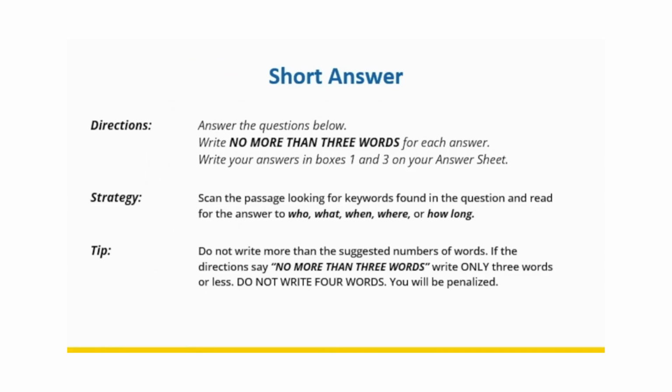Now we are going to begin reviewing our next strategy about short answer. In the IELTS test, you'll be asked to answer the questions below. You'll be asked to write no more than 3 words for each answer and write your answers in boxes 1 to 3 on your answer sheet. First of all, you have to scan the passage looking for keywords found in the question. You need to read how the question begins. For example, when the question begins with the words who, what, when, where, and how long, it can help you determine what kind of information you need to look for in the passage.